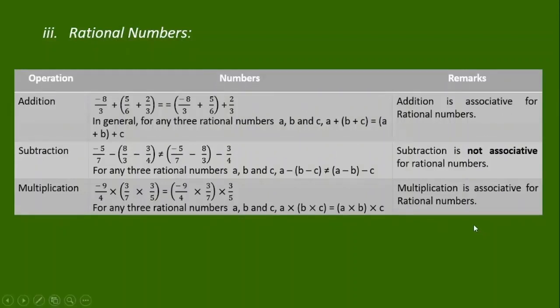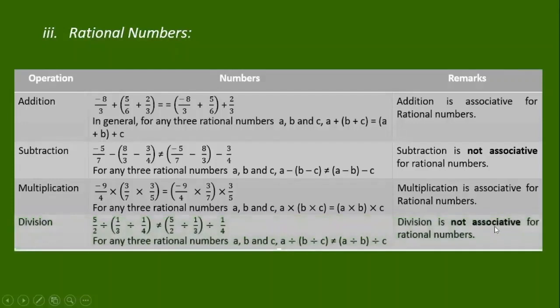Okay, now coming to the division operation. So for division operation, here we are considering three numbers, that is 5 by 2, 1 by 3 and 1 by 4. So here you can see the calculation I'm doing over here. So 5 by 2 divided by 1 by 3 divided by 1 by 4. So this is my LHS side.